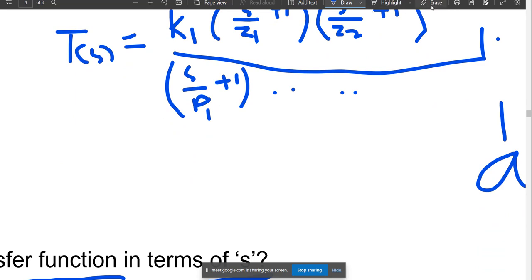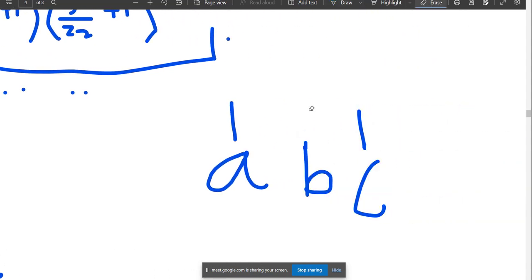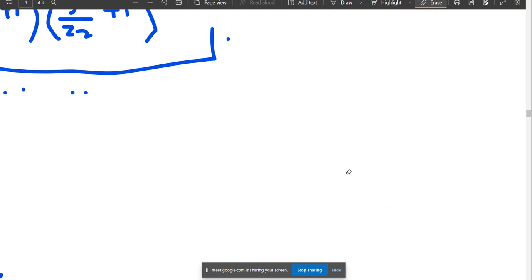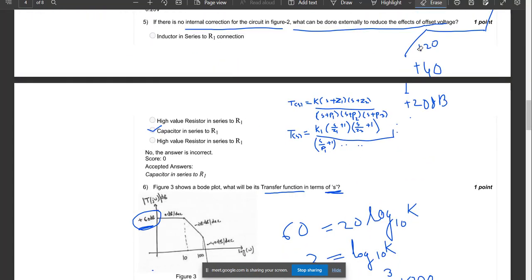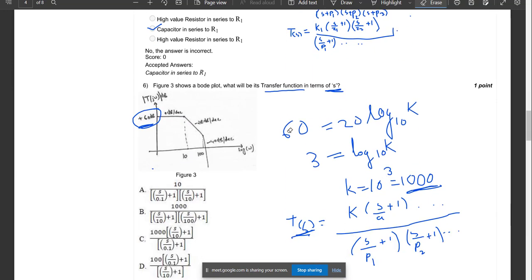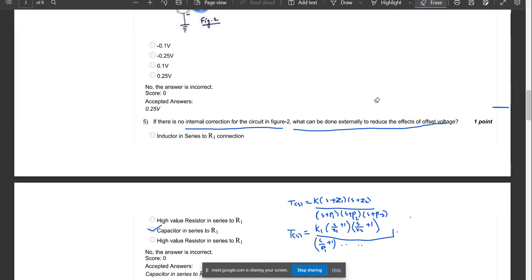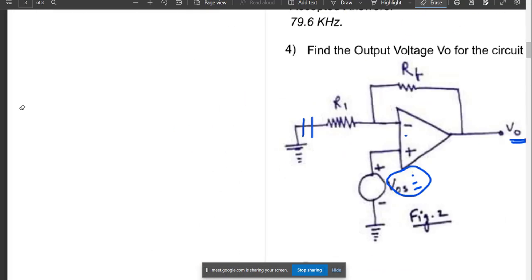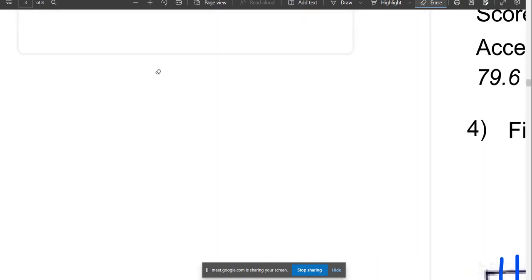Okay. So now, when we write it in terms of Bode plot, let's delete this. Here we have space. Let's write it. Now, see, we have to convert this K1 into dB form.